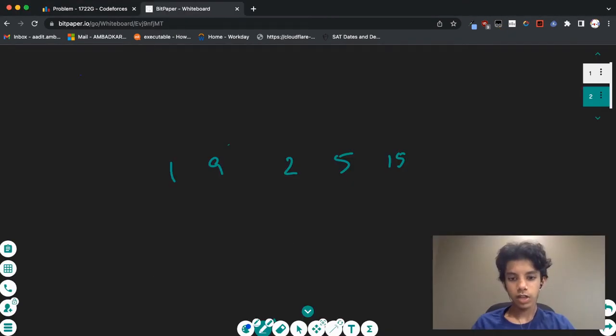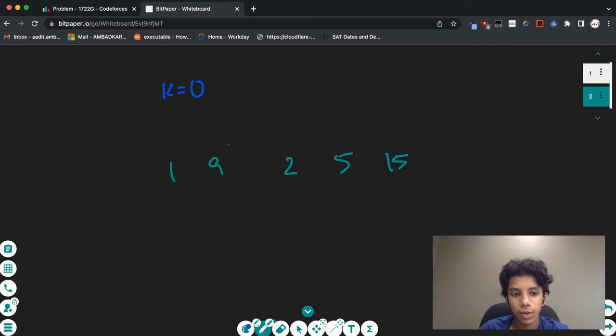So we have 1, 9, 2, 5 as my randomly generated array. And now what I'm going to do is take the XOR of all of these, and I'm going to get 15. So now I know that the XOR of everything in this array is equal to 0. So I'm going to say that I know that k is equal to 0.